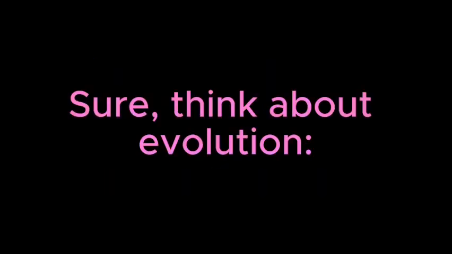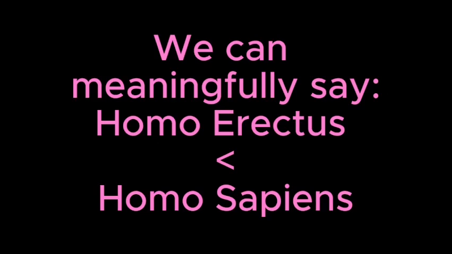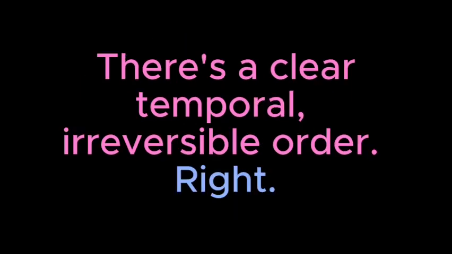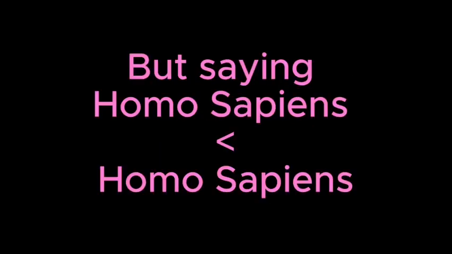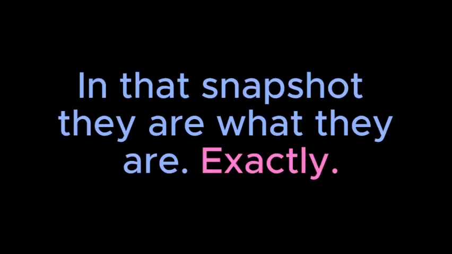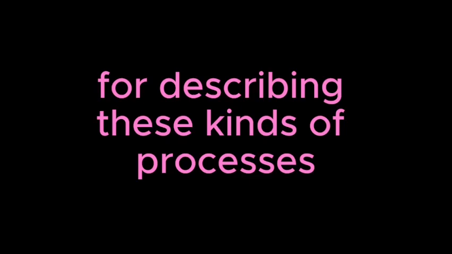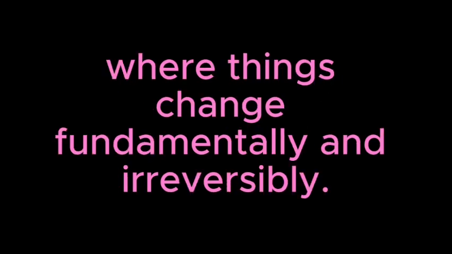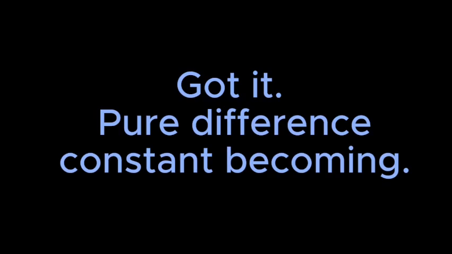Sure. Think about evolution. We can meaningfully say Homo erectus < Homo sapiens. There's a clear, temporal, irreversible order. Right, one came before the other in that lineage. But saying Homo sapiens < Homo sapiens in that same evolutionary sense, it just doesn't work, does it? No, it feels wrong. In that snapshot, they are what they are. Exactly. So strict order is great for describing these kinds of processes where things change fundamentally and irreversibly. Got it. Pure difference, constant becoming.